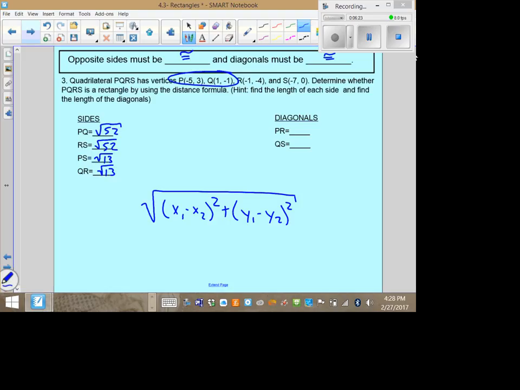So we can see that opposite sides are congruent. Using the same formula for our diagonals, we get the square root of 65, square root of 65. And so then you can see that our diagonals as well are congruent. So therefore, yes, this is a rectangle.